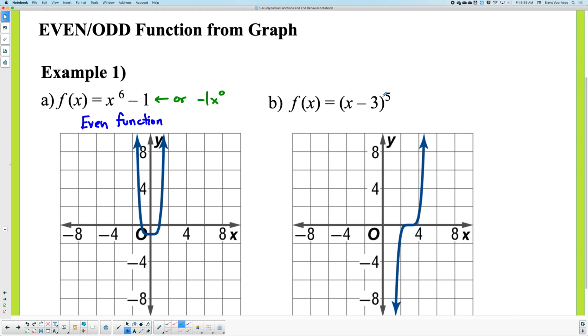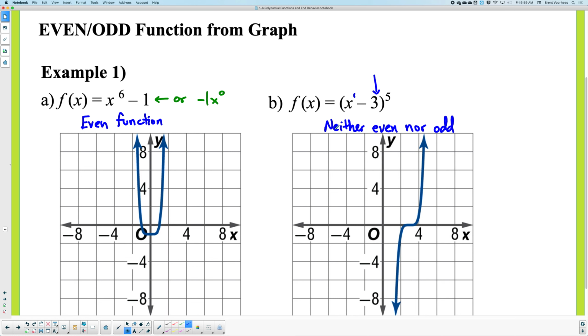It looks odd. Here's the problem. It's not an odd function. It's neither even nor odd. Why not? Because it shifted off the origin. That is an odd number. That's an odd number, but this is a constant.